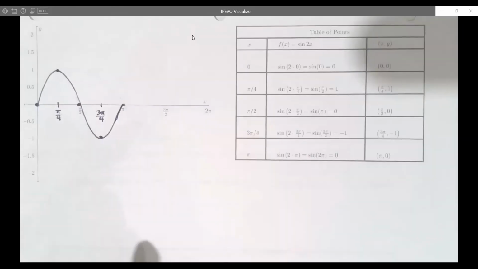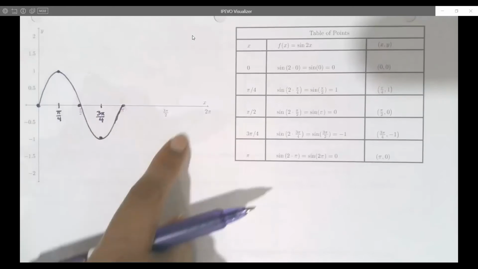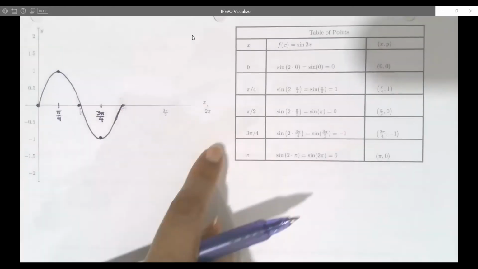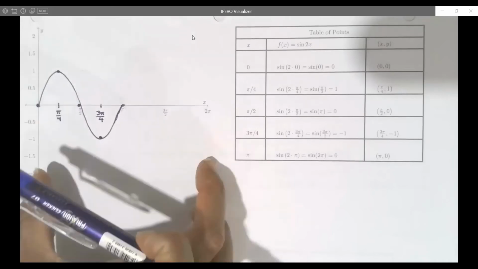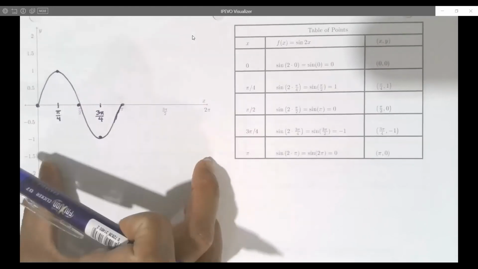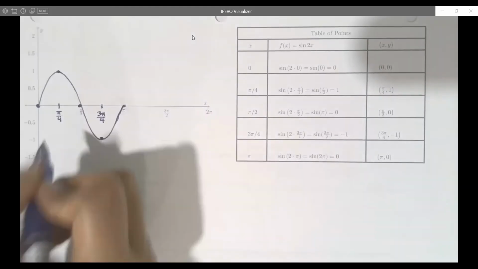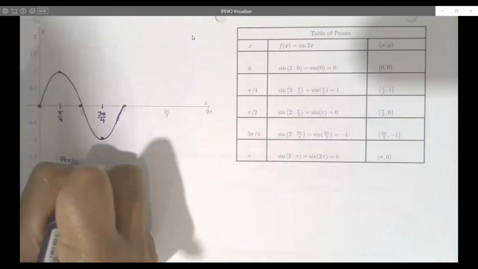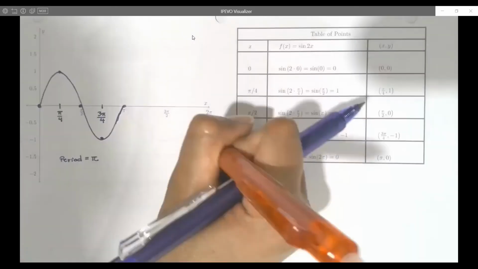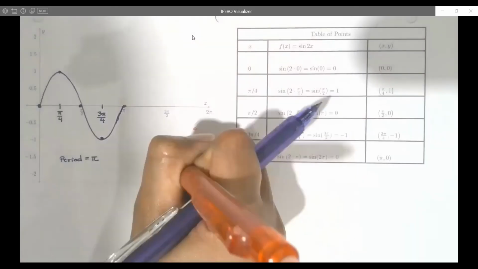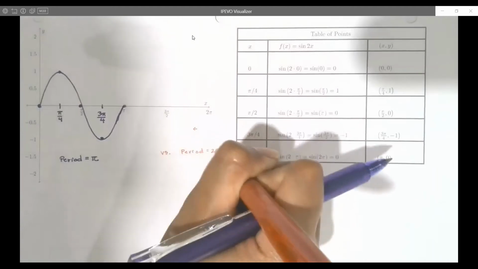And notice there is the original sine graph that has been lightly drawn in there as well for comparison. The sine graph usually has a period of 2 pi. What is the period of this graph? Pi. Yeah, very good, pi. The period for this one is pi, versus this one that has a period of 2 pi for the original.